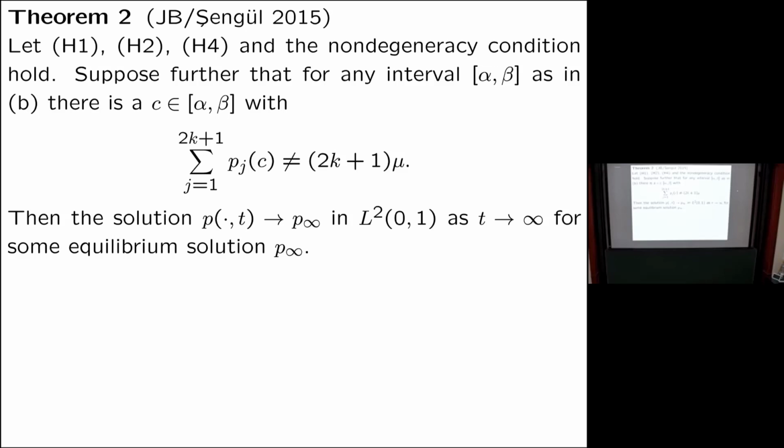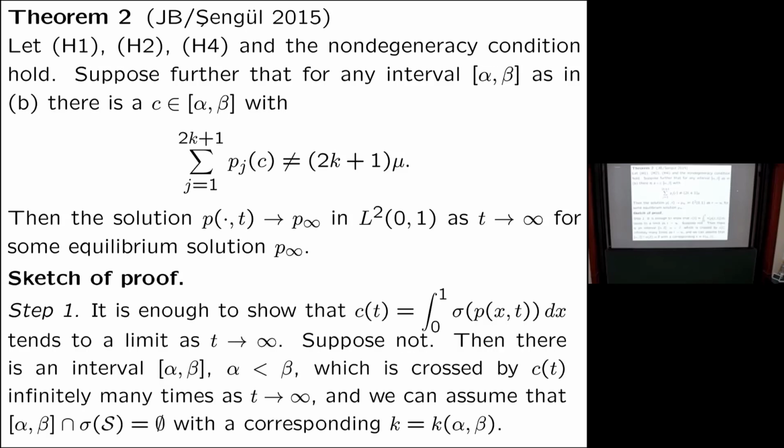So I tried to give a very brief sketch of the proof here. Step 1, as I explained before, it's enough to show that the average tends to a limit as T goes to infinity. Well, if it doesn't, then there's going to be an interval alpha beta as described, which is crossed by C of T infinitely many times as T goes to infinity. And we can assume that this interval doesn't intersect the set of critical values, and you have a corresponding K. Okay, so that's step 1.